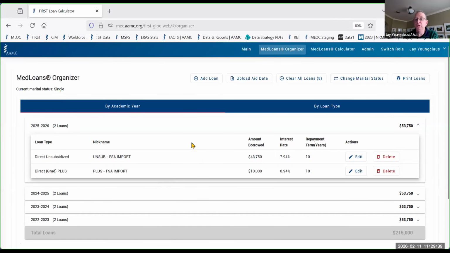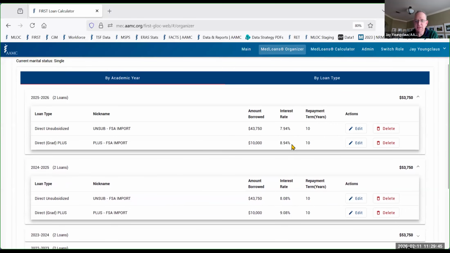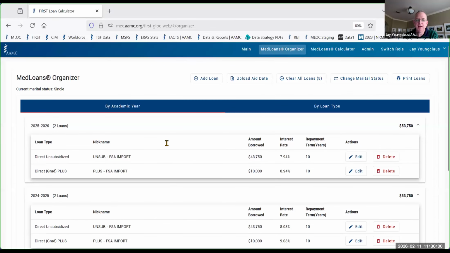And the really nice thing about reading the NSLDS file is it will get the accurate interest rate for these loans. So you can see here on the screen, the interest rates are a little different, but they're reflecting the loan rates that were applicable for those loans in that year. If you needed to edit, you could. It's very unlikely that you would need to do that from the NSLDS file.